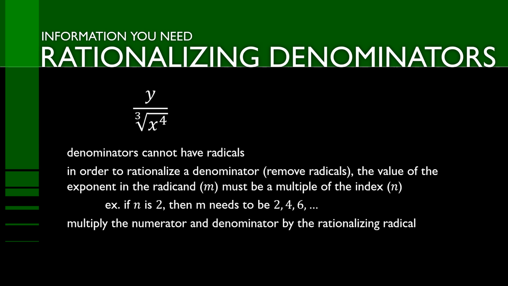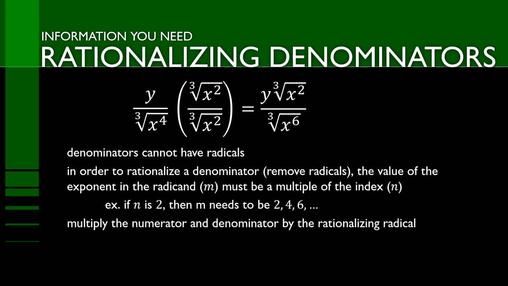Well, what do you have to multiply x to the fourth by to get to x to the sixth? You would have to multiply it by x squared. So what we're going to do is multiply the denominator by the cubed root of x squared. Whatever you do to the denominator, you also have to do to the numerator. So when we do that, we would end up with y cubed root of x squared over the cubed root of x to the sixth. Now once we're there, we're going to simplify. There's nothing that can be done with the numerator, so you're going to work on the denominator. How many times does 3 go into 6? Twice, so that means you're left with an x squared. So y cubed root of x squared over x squared. There's nothing that can be simplified once you're there.